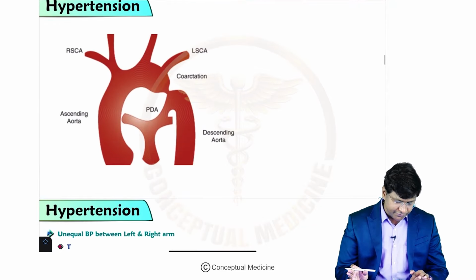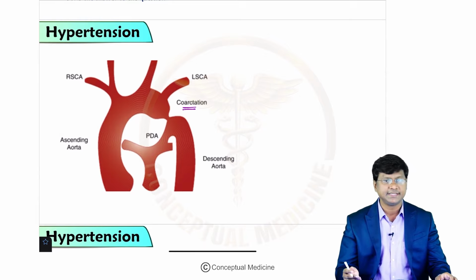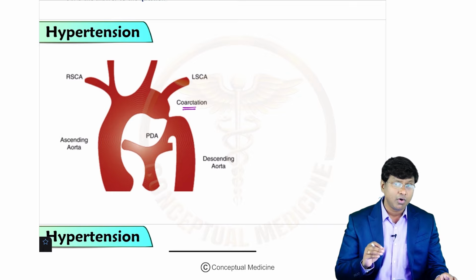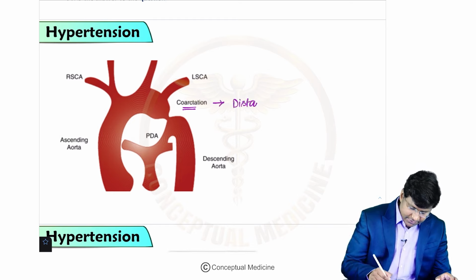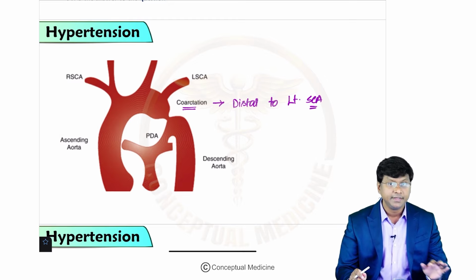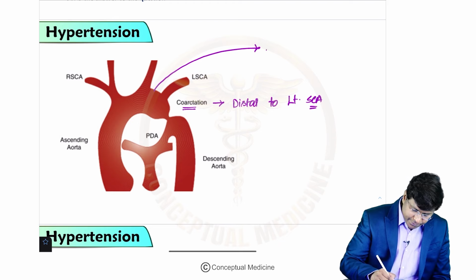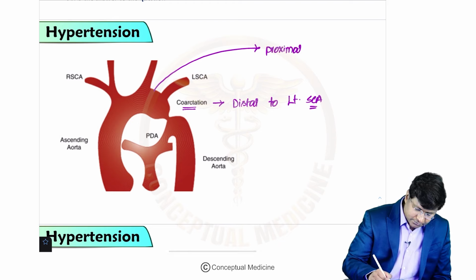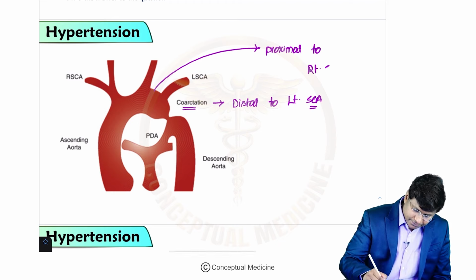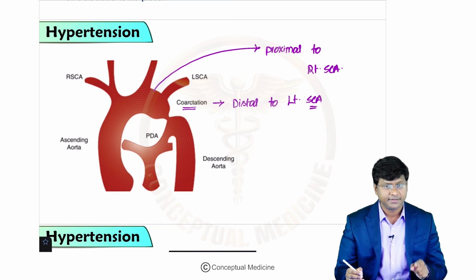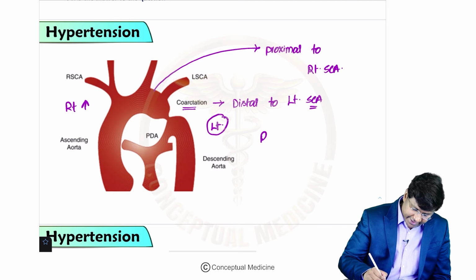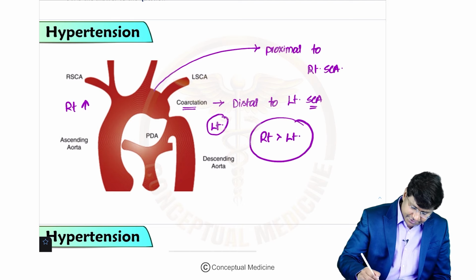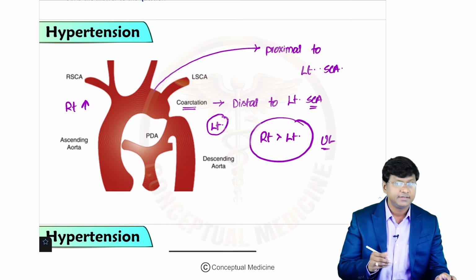And in case of coarctation of aorta, why is there a difference in the blood pressure between the two arms? Most commonly this coarctation is distal to the left subclavian artery. But suppose the coarctation is proximal, then the pressures in the right arm will be more than the pressures in the left arm. So right arm pressure will be more than left arm pressure if the coarctation is present proximal to the left subclavian artery.